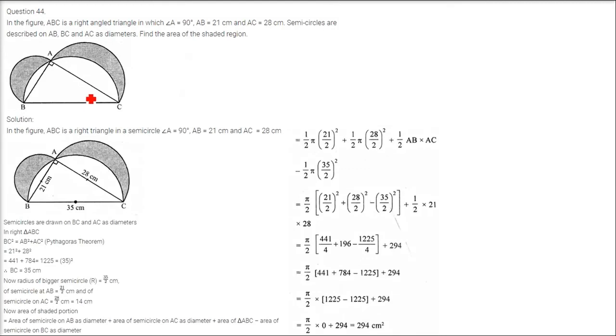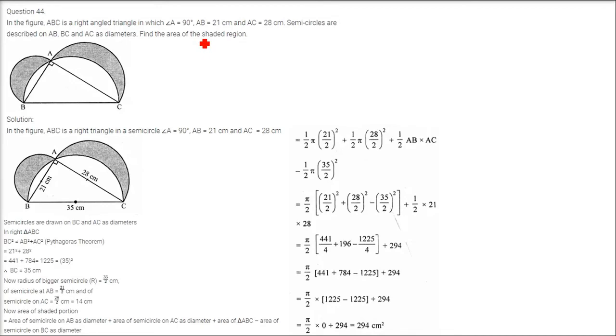So how do we have to do it? This region can be found only when we take out certain areas. First we have to add three areas, then subtract the third one. Okay, we have to find out the area of the shaded region.